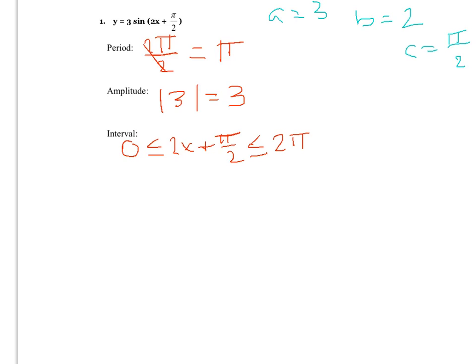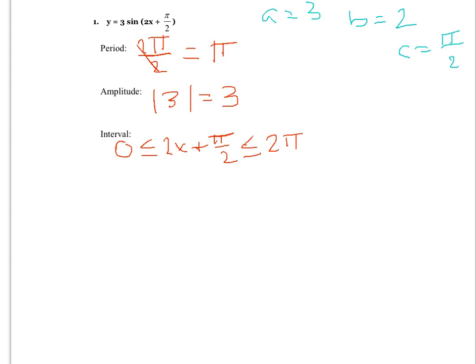Now, we need to solve this inequality, so we want to get x by itself in the middle. So the first thing we're going to have to do is subtract pi over 2 on both sides. So if I subtract, 0 minus pi over 2 is going to be negative pi over 2.